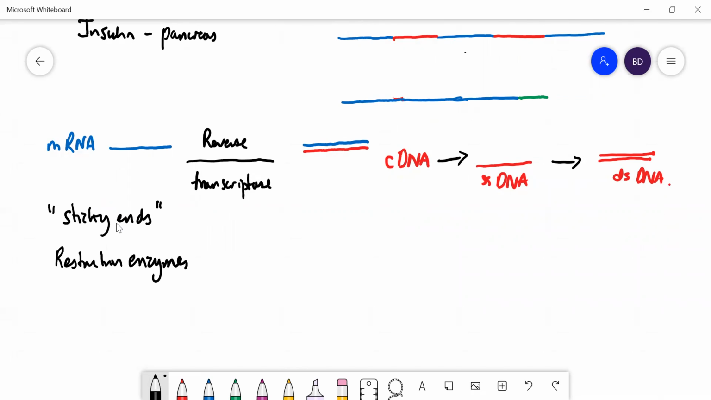And these cut DNA. They cut it at specific sites. There are several hundred of these restriction enzymes. They all recognize different sites. And the one I'm going to talk about is a very commonly used one. It's called BamHI. And that's isolated from microorganisms.